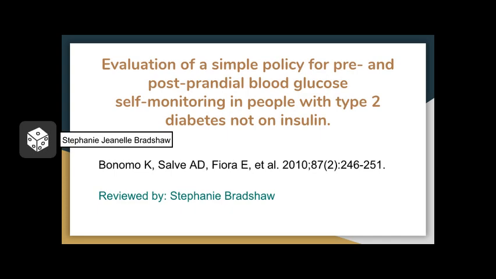The first article I will be reviewing is the evaluation of a simple policy for pre- and postprandial blood glucose self-monitoring in people with type 2 diabetes not on insulin. This article was written by Bonomo, Solve, Fioria et al., and reviewed by me, Stephanie Bradshaw.